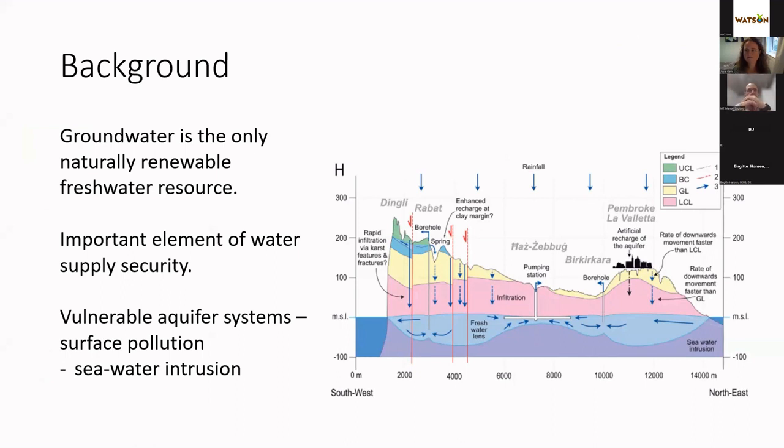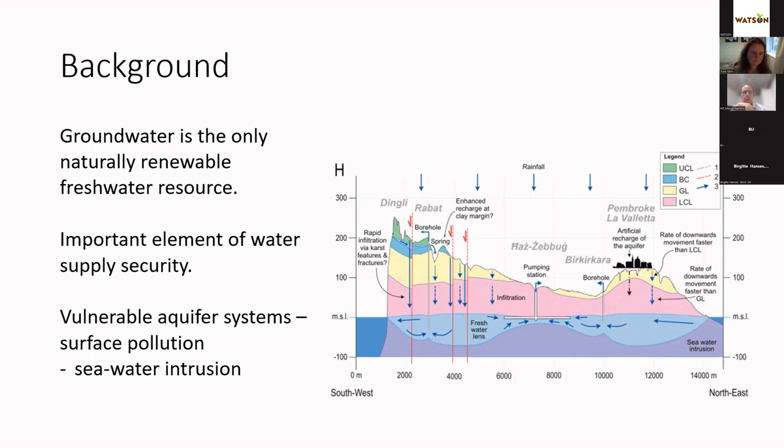So Malta is a small island where our only freshwater resource is groundwater. And therefore groundwater is an important element of our water supply and for ensuring water supply security. In fact, even today it represents around 60% of our freshwater sources. But our groundwater systems are vulnerable to surface pollution because our aquifer matrix is a fractured environment, so there's a lot of infiltration from the surface. Also, being an island, our fresh water is in direct vertical and lateral contact with seawater, so we're prone to seawater intrusion.